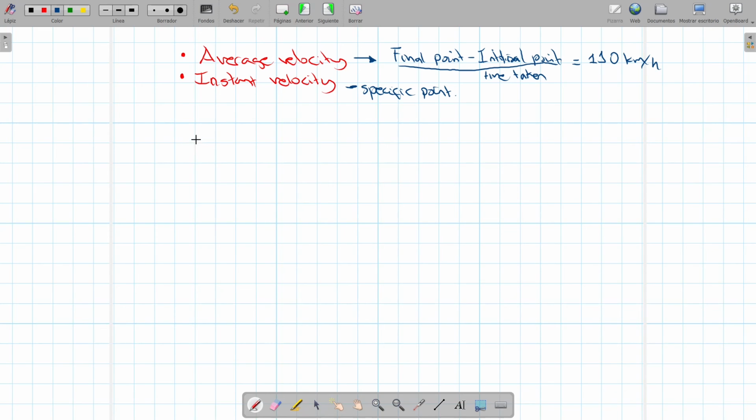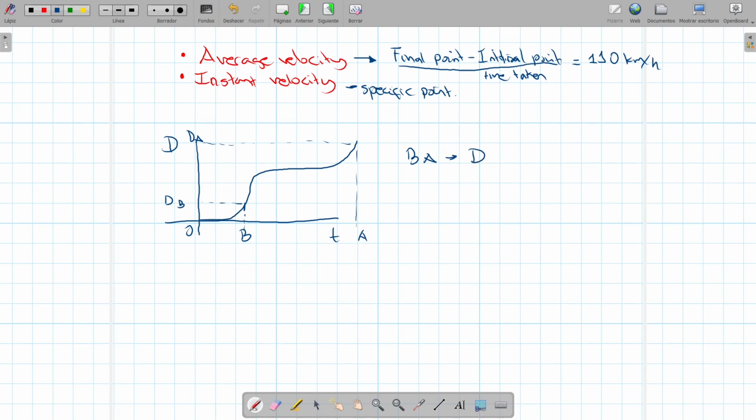Okay, if we are looking at a graph like the one we saw before, we could calculate the average velocity, for example, from the origin to A, or even from whatever point they can ask in the exam, from B to A. And so we would have to see what is the displacement in A and the displacement in B, and we would do dA minus dB divided by time in A minus time in B, time taken. Okay, so that would be the average velocity.